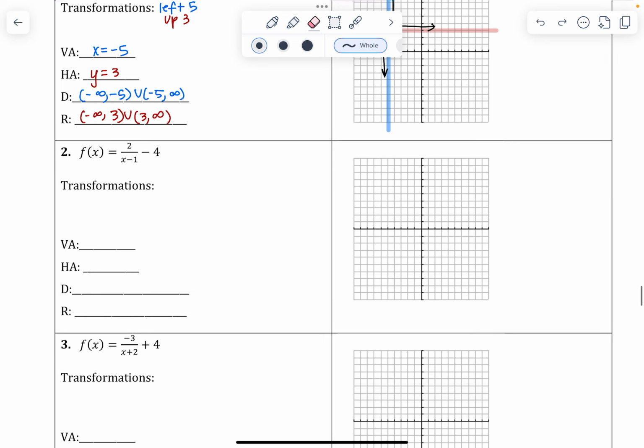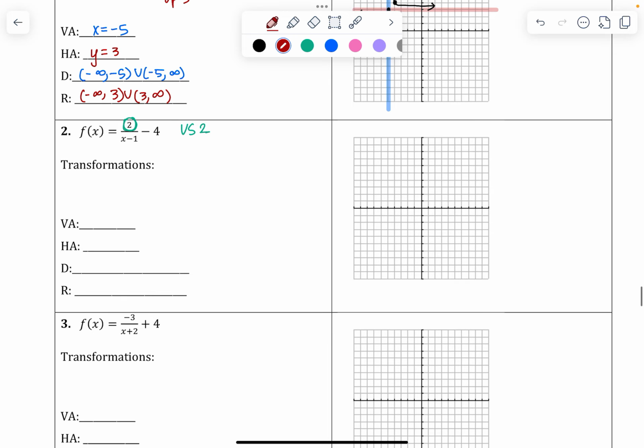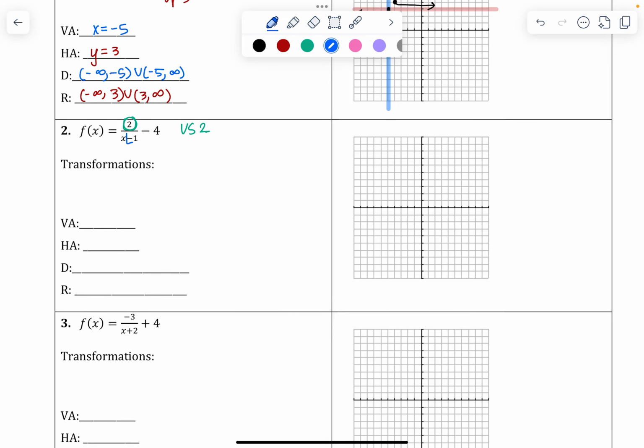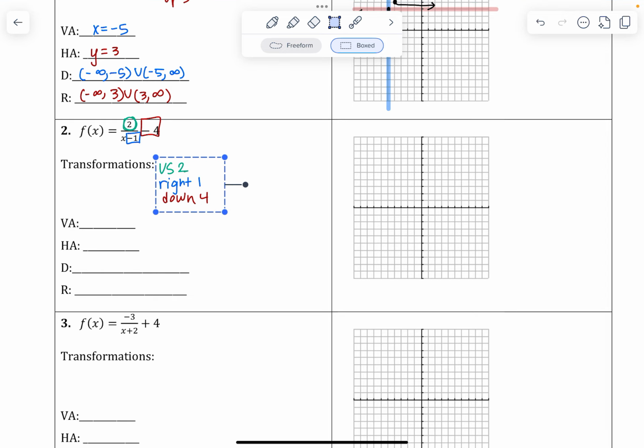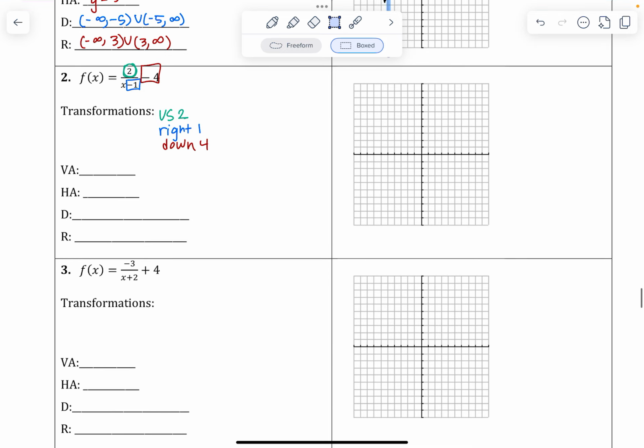Okay, and so here we have 3 transformations happening. One is a vertical stretch by 2, so that's going to affect our points. And then we have a right 1, and we have a down 4. Okay, and so the only transformations that affect your asymptotes are the right and the down.